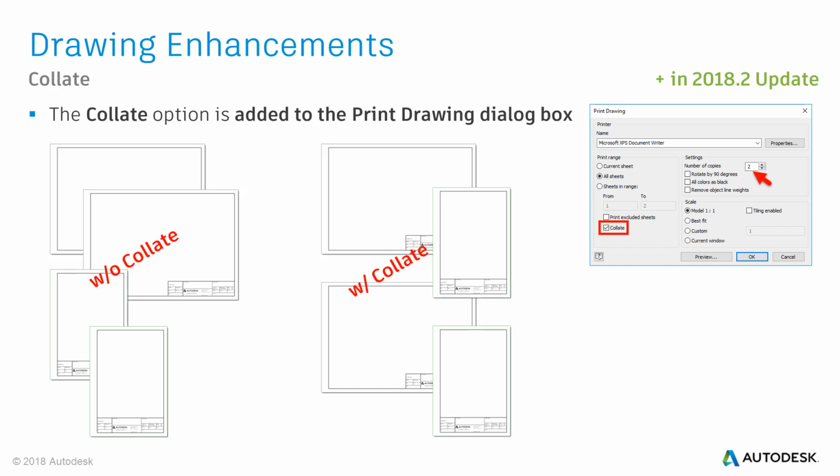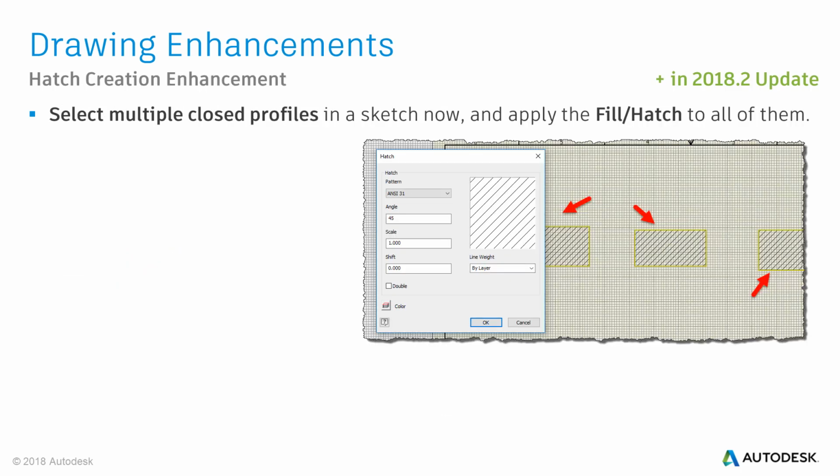Collate comes along with the Inventor 2018.2 update and is added as an option to the Print Drawing dialog box. The new Collate option is available when the drawing has more than one sheet and you specify to print 2 or more copies.